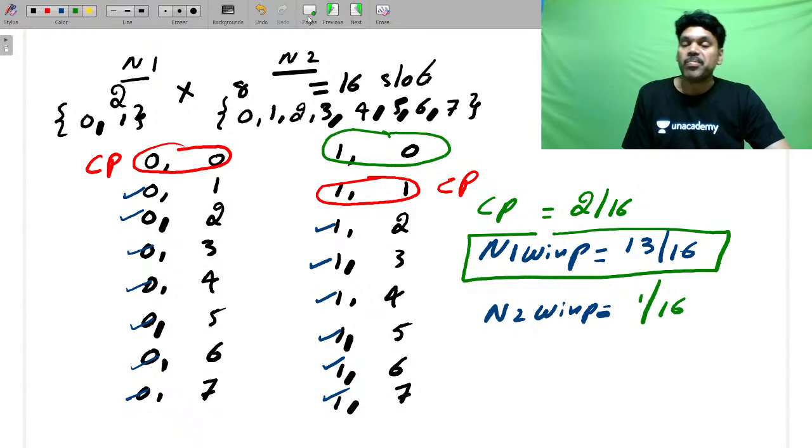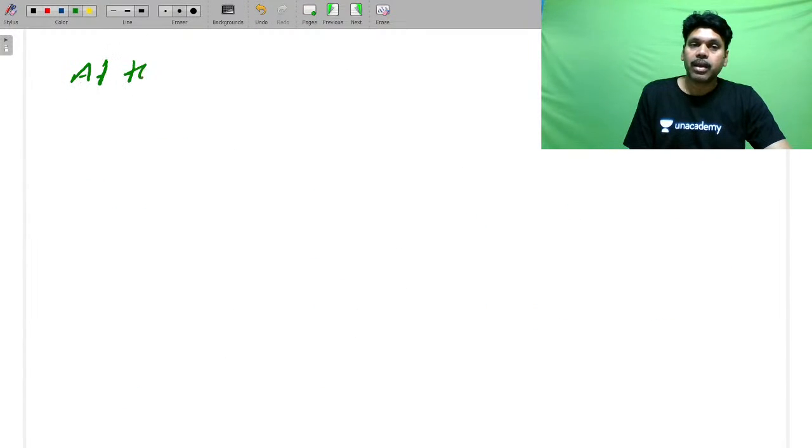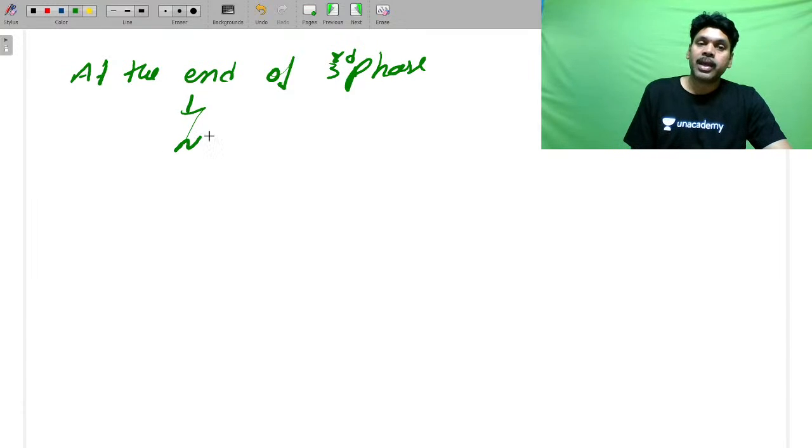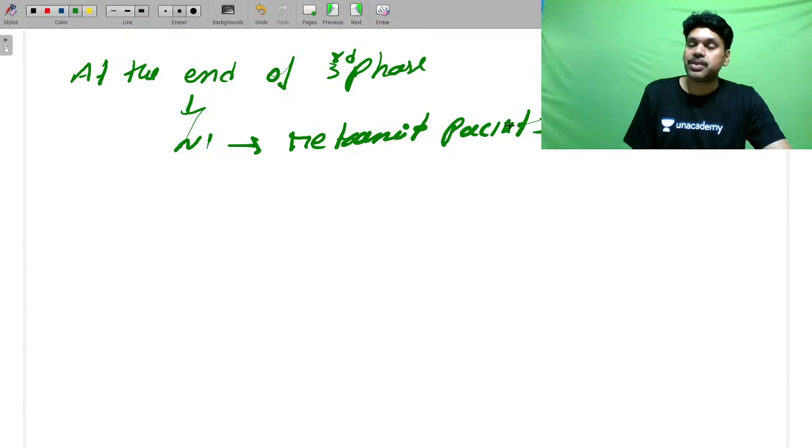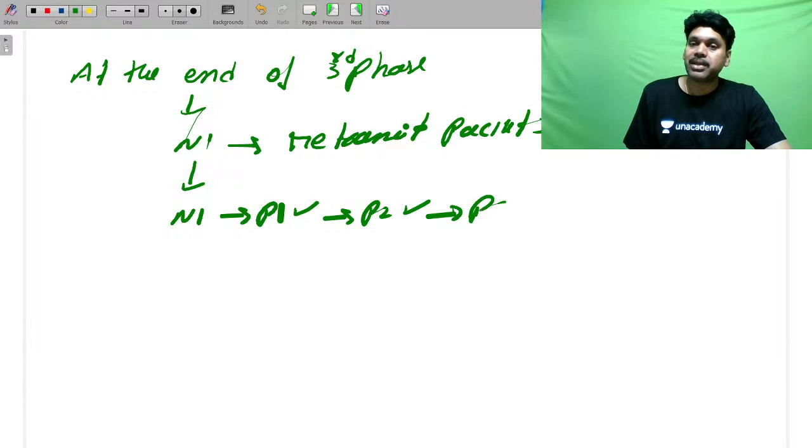Therefore, what will happen at the end of the third iteration? N1 retransmits packet 3, because it was lost due to congestion, due to collision. Retransmit packet 3. Therefore, what will happen? N1 packet 1 success, packet 2 success, and packet 3 success. But what about poor N2? Please understand, N2 is waiting for packet 1.